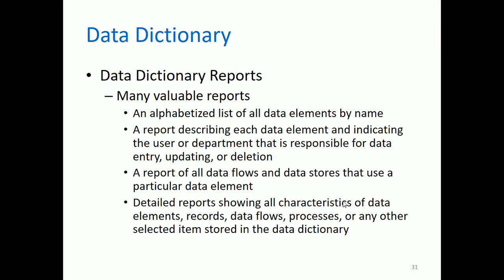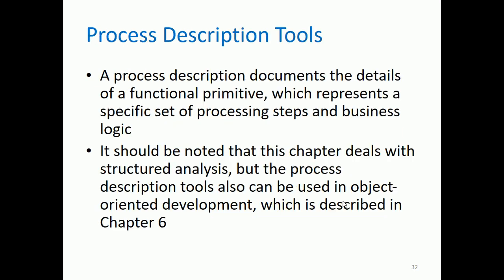Next we have data dictionary reports. There are many valuable reports: an alphabetized list of all data elements by name; a report describing each data element and indicating the user or department responsible for data entry, updating, or deletion; a report of all data flows and data stores that use a particular data element; and detailed reports showing all characteristics of data elements, records, data flows, processes, or any other selected item stored in the data dictionary. So the data dictionary reports are composed of many various valuable reports. Okay, so we're already finished with data dictionaries.